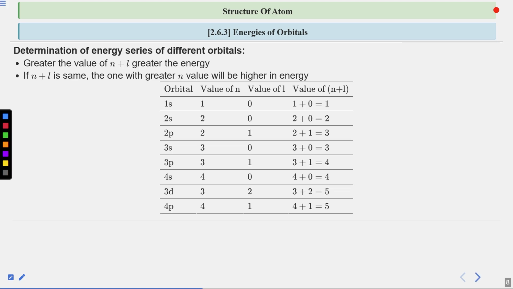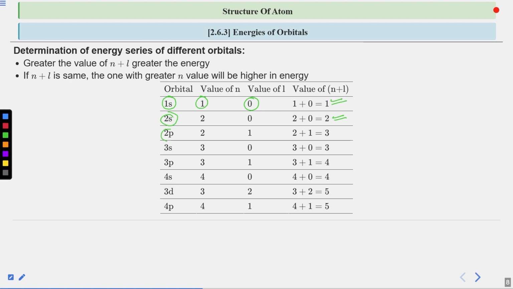So let us try to understand this. First of all, let us try the 1s orbital. For the 1s orbital, the value of n is 1 and the value of L is 0. Therefore, the n plus L value is 1. For 2s, it is 2. So 1s will have the lowest energy because its n plus L value is less, and 2s will have the higher energy because its n plus L value is higher.